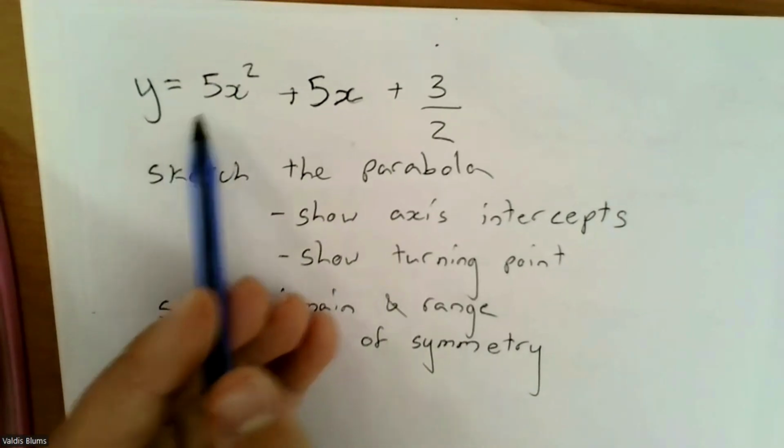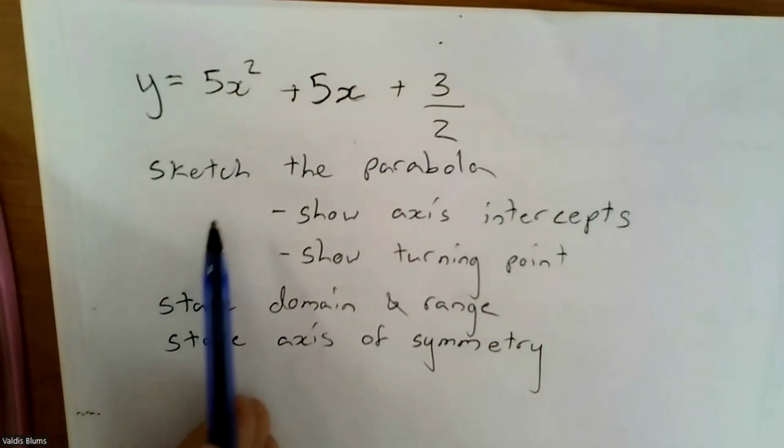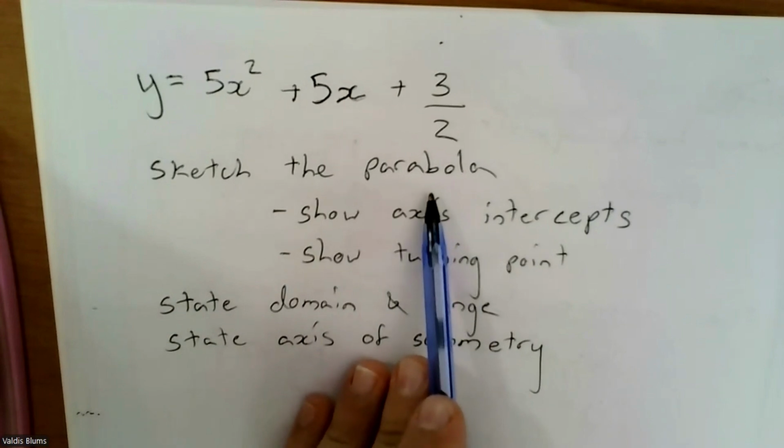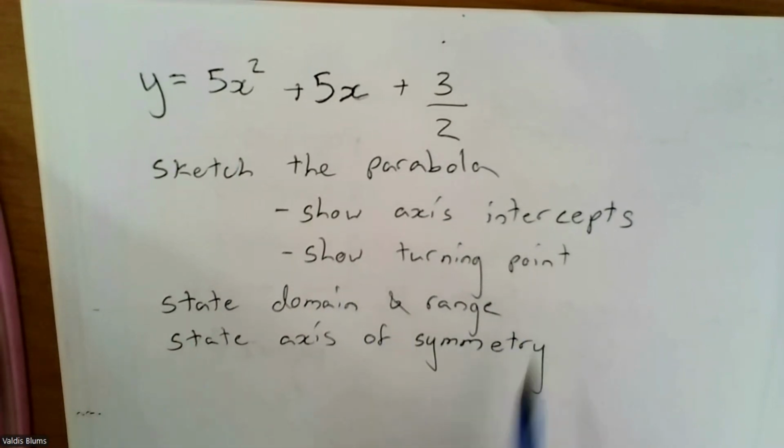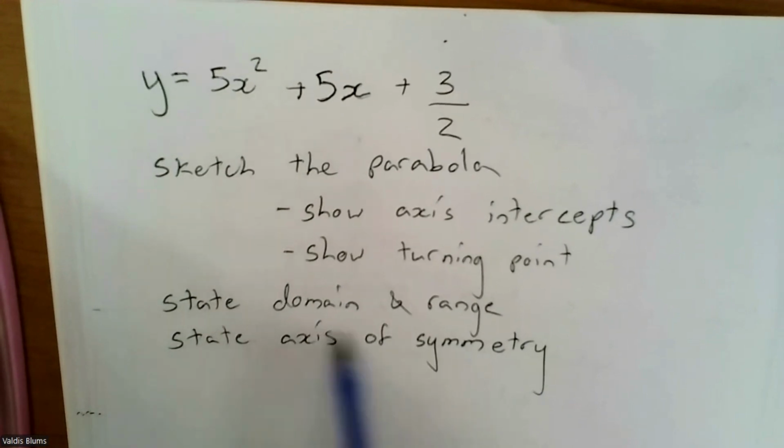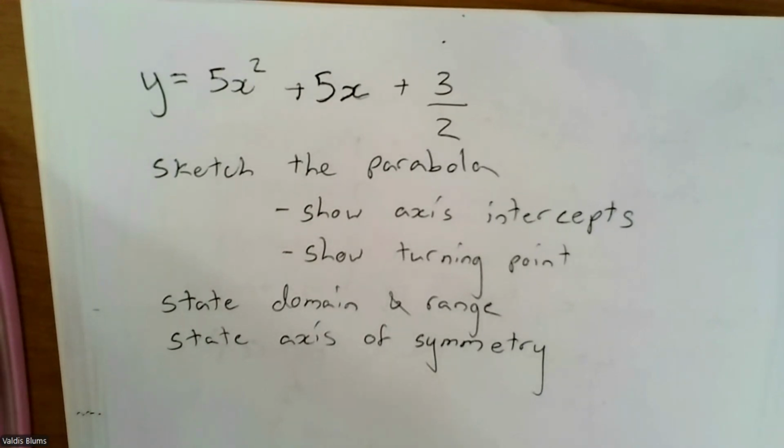I've got another quadratic equation here. Can you please sketch the parabola related to this quadratic equation? In doing that, show the axis-intercept, show the turning point. Can you also please state the domain and range and axis of symmetry? Have a go at that, and I'll come back in a few seconds.